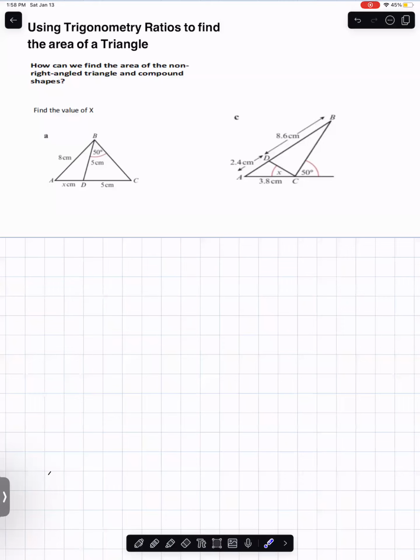Before we proceed, I would like us to take a look at this example here. It says find the value of x in this shape and also the value of x in this shape. So we are going to be using these triangles to find our x value here and the angle marked at x here.